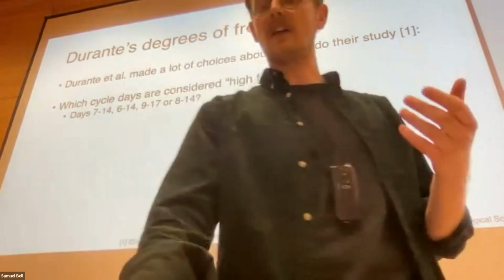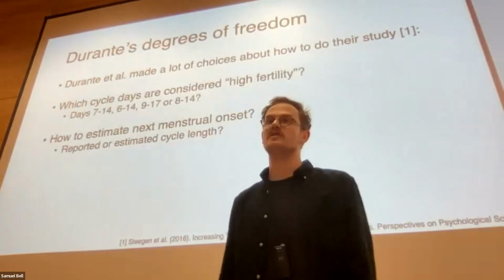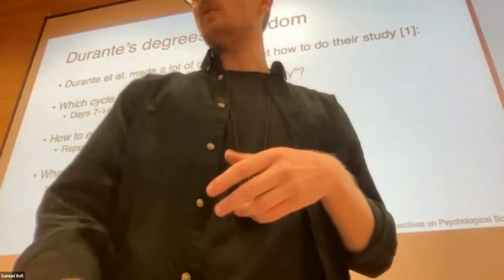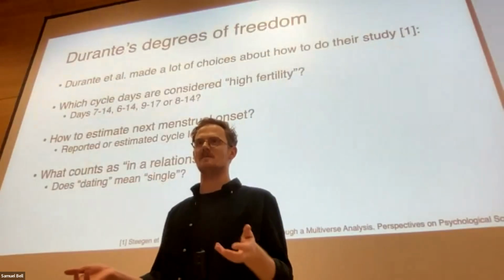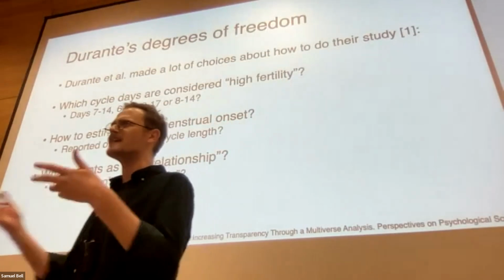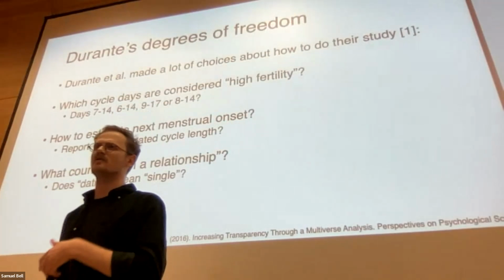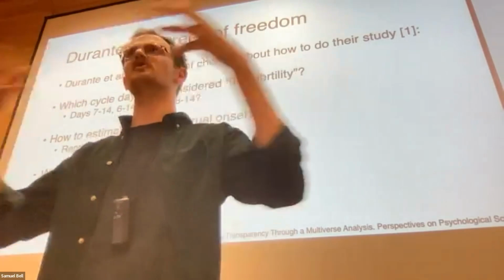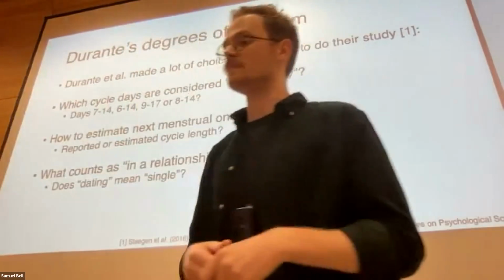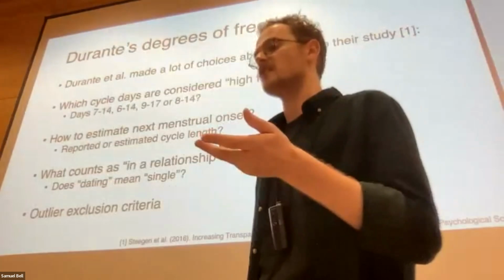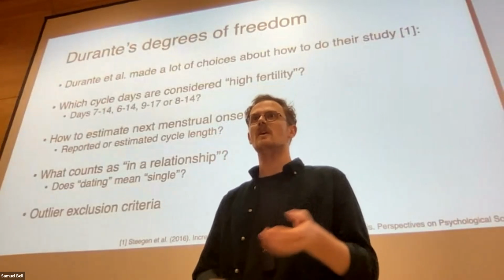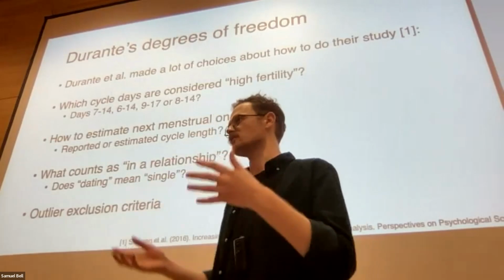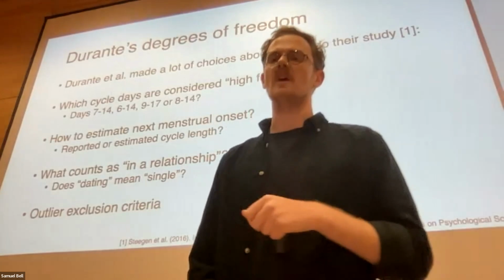Other choices might include how you estimate menstrual onset. Do you use self-report or some estimation procedure? You might also ask what counts as in a relationship. I think this is the most obvious one. Does dating mean single? And what's the level of commitment that determines that? The question of dichotomizing these things into two different buckets, there are different ways to do that. And as a really simple example, you might also think about outlier exclusion criteria. There are many ways in which you might choose to exclude people because they don't fit into the regular sample, and the way that you do that will matter.